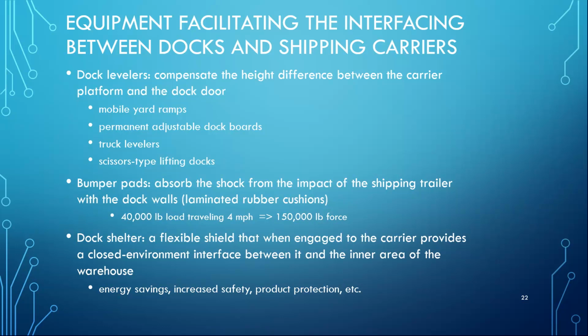with almost 150,000 pounds of force. The dock shelter is a flexible shield that, when engaged to the carrier, provides a closed environment interface between the carrier and the inner area of the warehouse. Usually, this is used for energy saving, increased safety, and product protection from rain, snow, or any other weather effects.